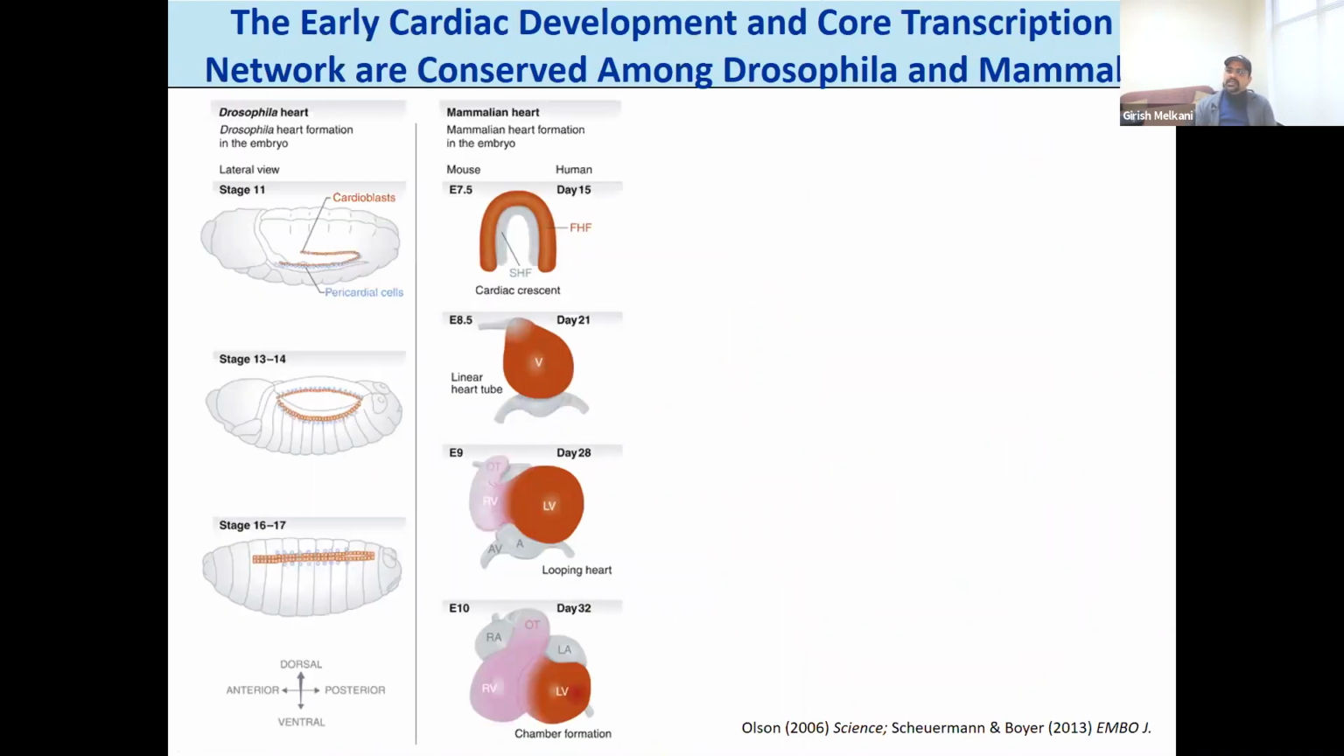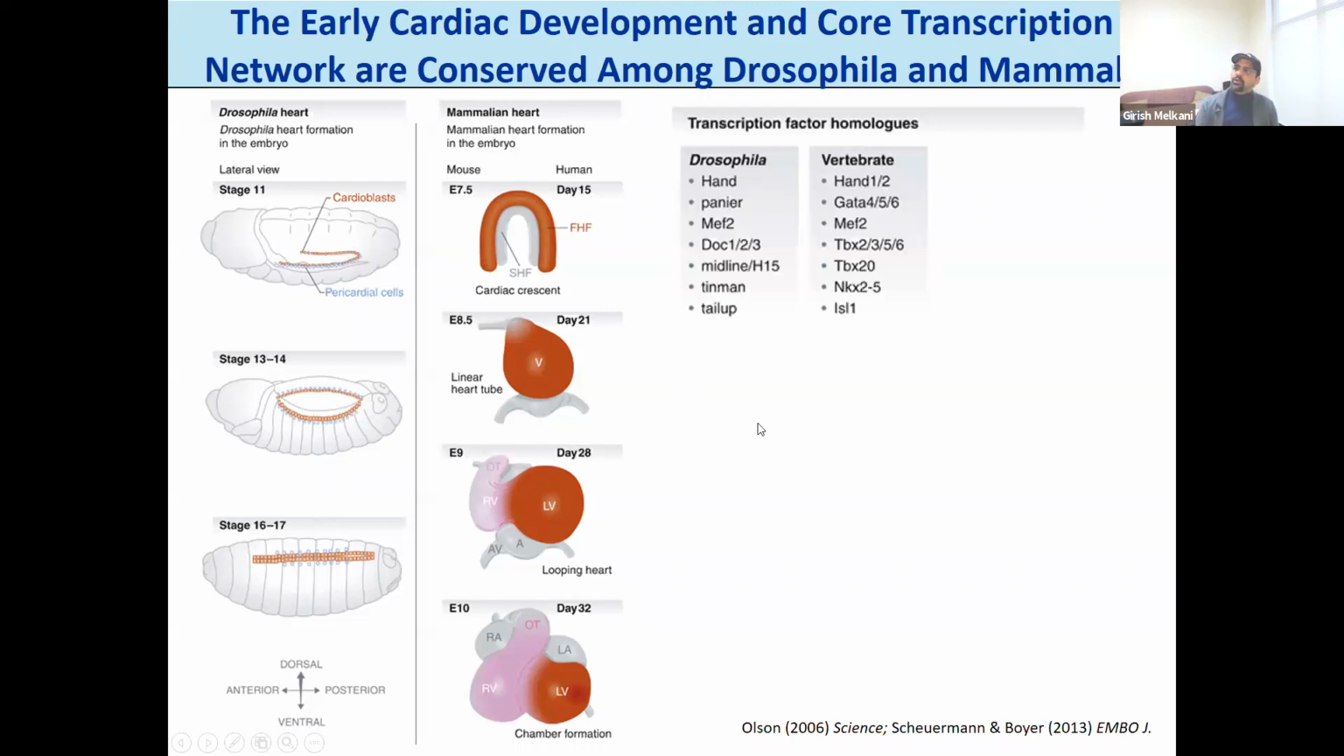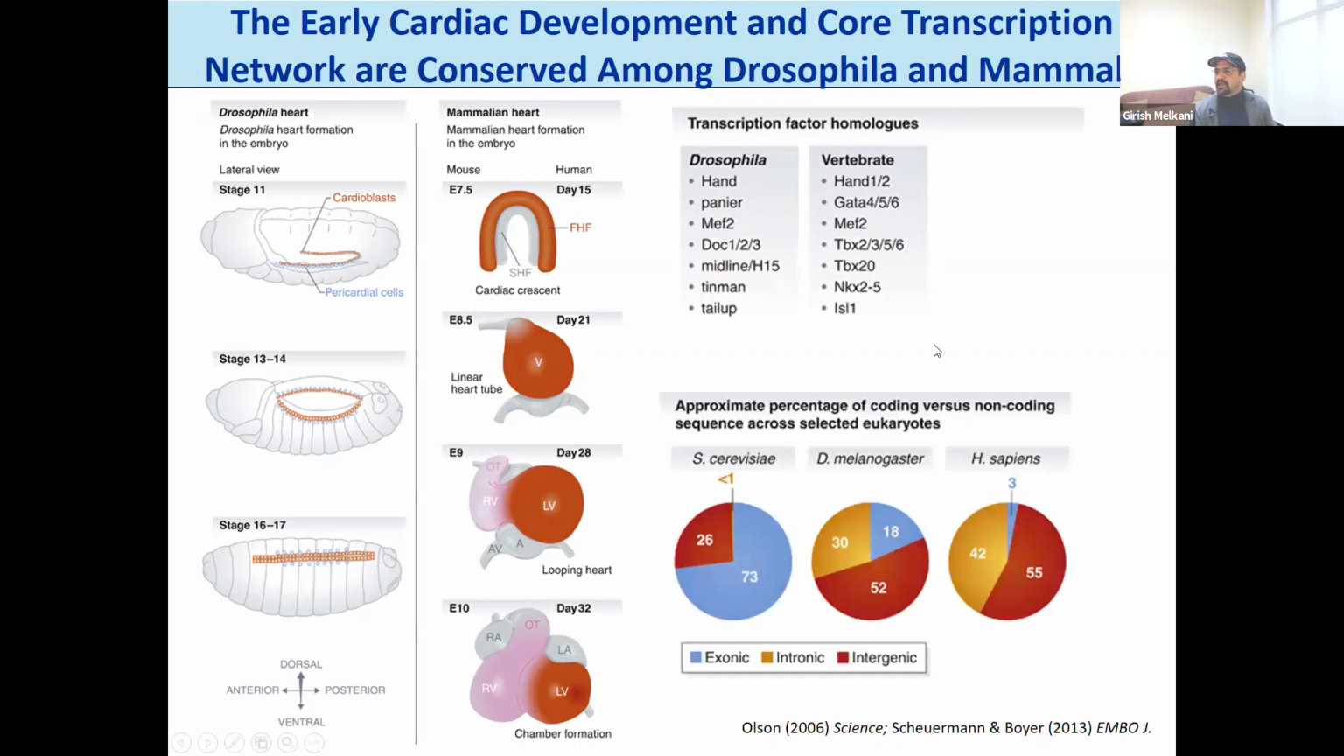Okay, as I said, I primarily use the Drosophila heart model. If you look at the early cardiac development, the Drosophila heart and the mammalian heart, I must say, are quite similar. Later on, they differentiate, and then you will have a chamber-like structure. The other important aspect is that most of the vertebrate transcription factors are present in the fly model also. And more importantly, you can compare the percentage of coding versus non-coding sequence across those eukaryotes, fly and human. Having said that, it's a great model for doing some cardiac study.